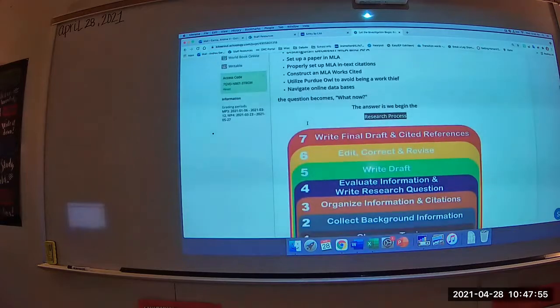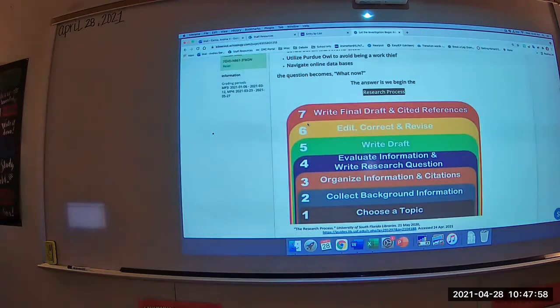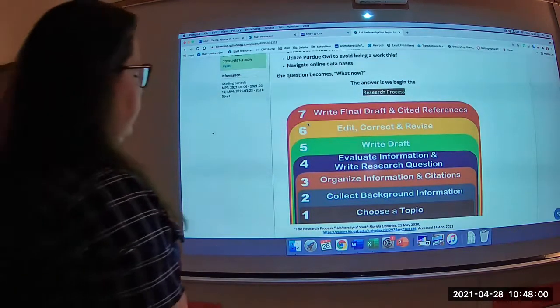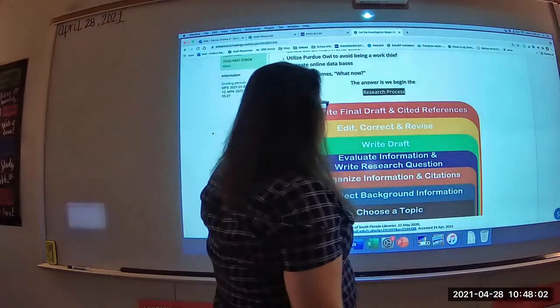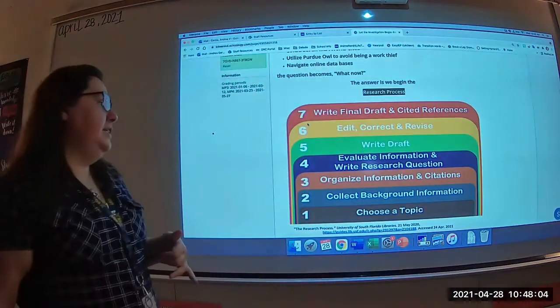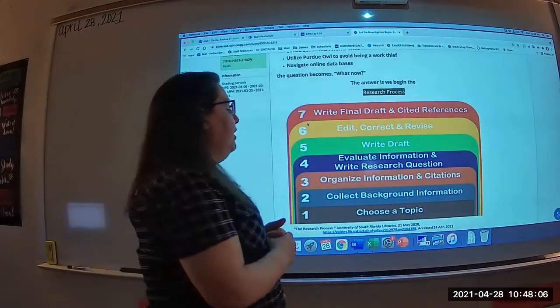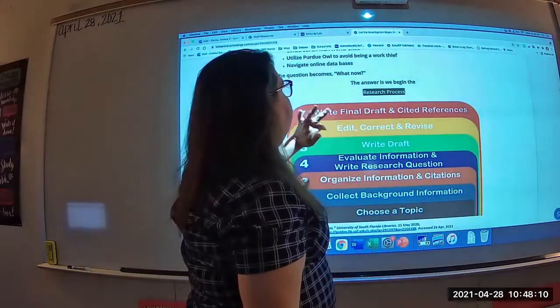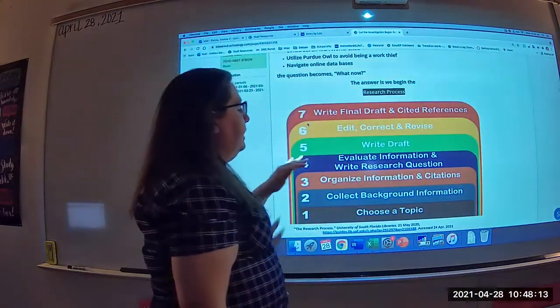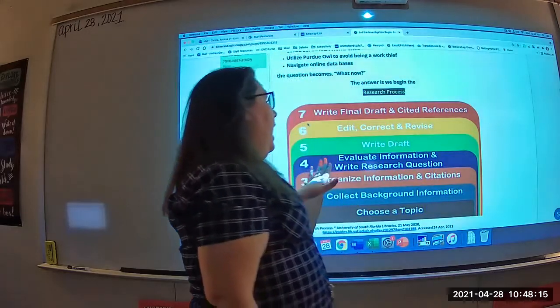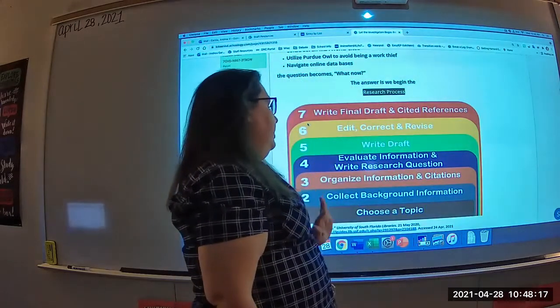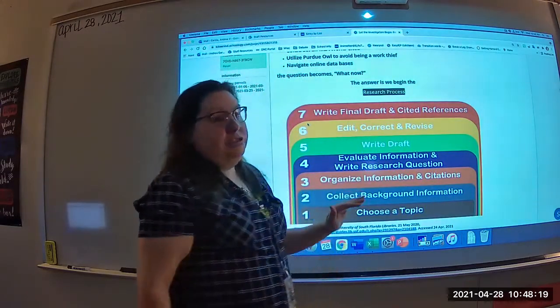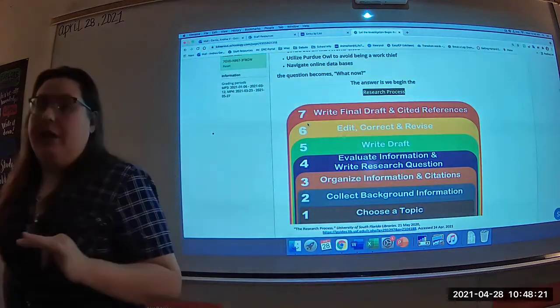So the question though is, how do we use all that? Well, it is all tied to research, but there is a process. The first thing you do is you choose a topic, then you collect background information, organize the information and citations. You're going to evaluate the information and write research questions, and then write a draft, edit, correct, revise, and then do the final. Now, I always bring the research question right here after choosing a topic, and I'll explain to you why, okay?